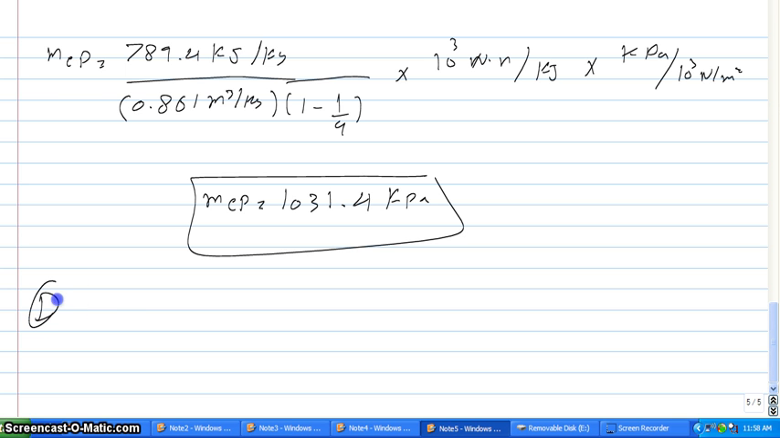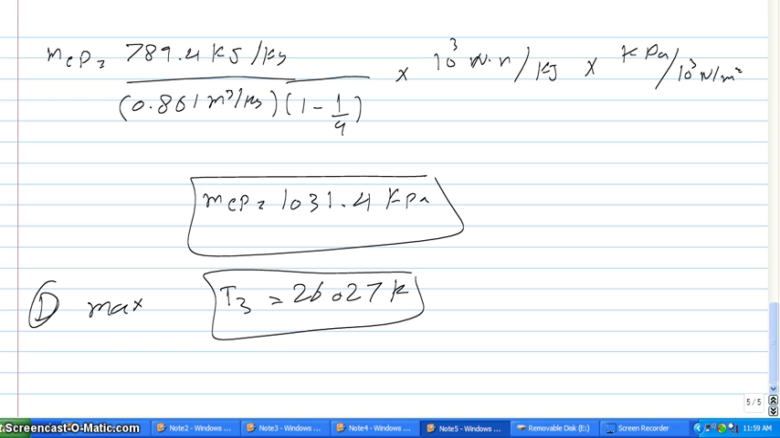So we're missing D, which is the maximum temperature, which is going to be T3, equal to 2602.7 Kelvin. So we found all what he's asking for. We can graph it to see if the thermal efficiency will change or not. You can plot it, and that's it. Thank you so much for watching.